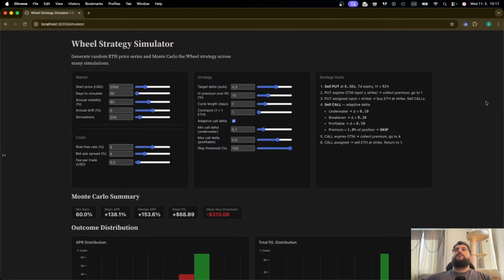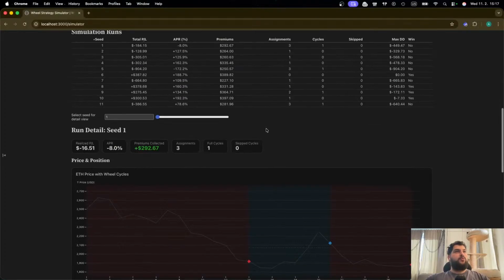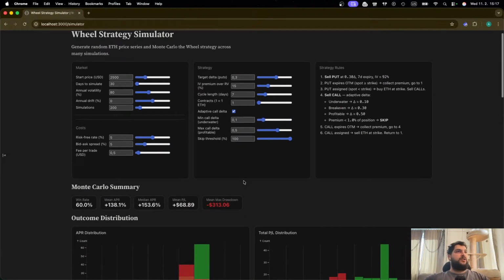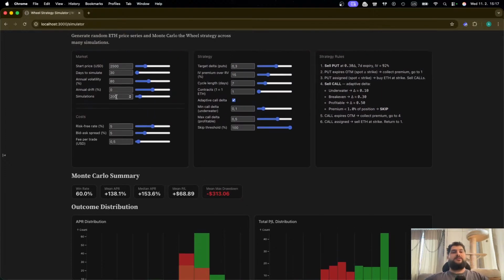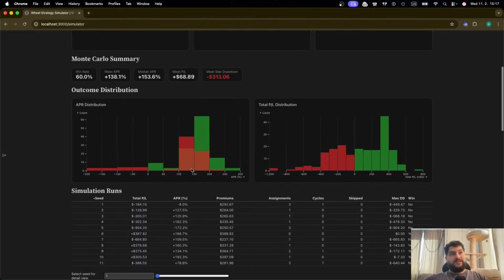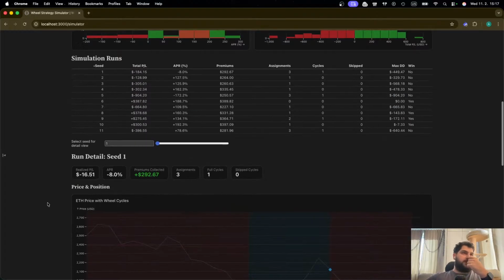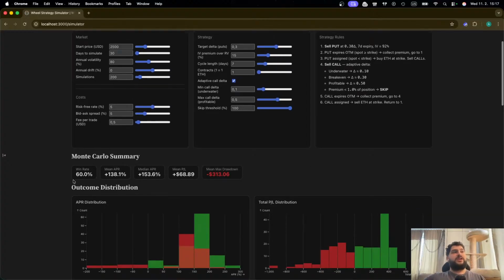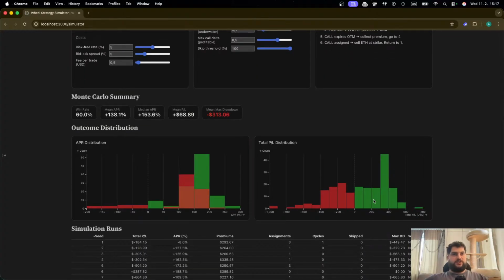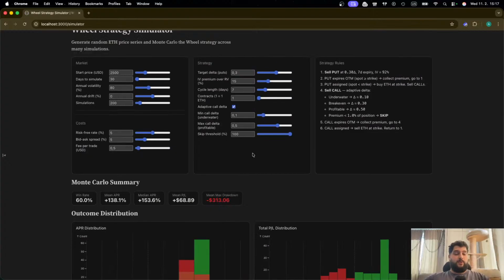We did a little bit of restructuring and refactoring over here, and we did Monte Carlo simulation, which is basically we run by default 200 random, but deterministic random, tests on our strategy. Then we calculate the win rate, the mean APR, the median APR, mean PNL, and mean max drawdown, and we place the charts for them as well.